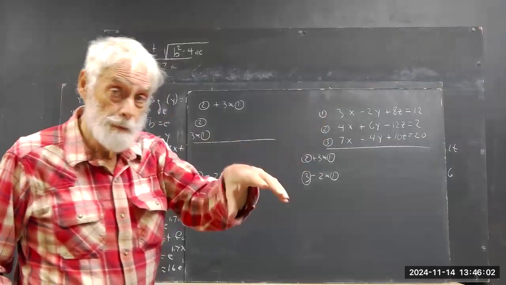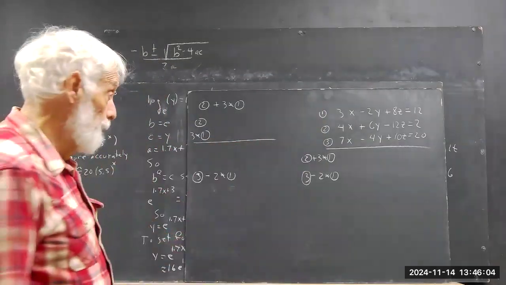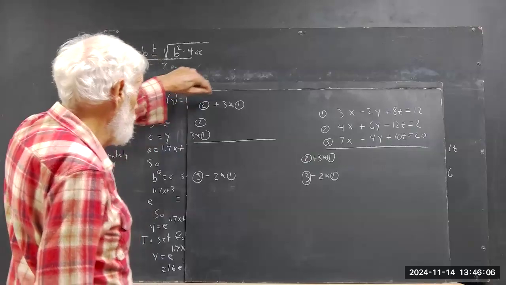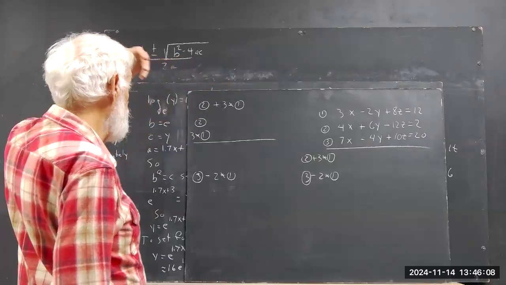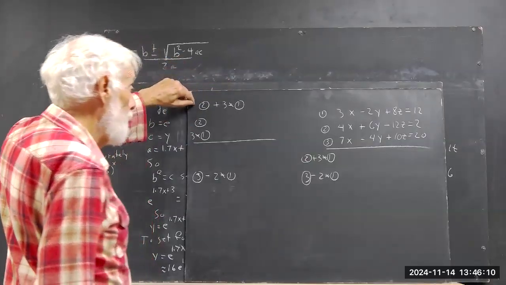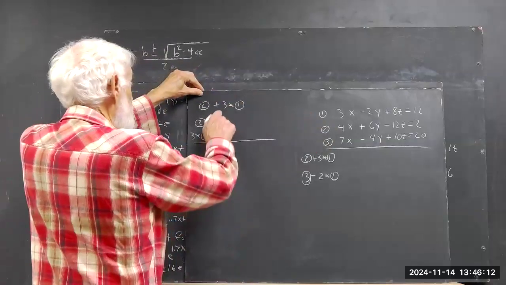So people are working ahead a little bit because everybody did real well on this. But okay, we do equation 2 plus 3 times equation 1. Okay, well, equation 2 is here. Just write it out.